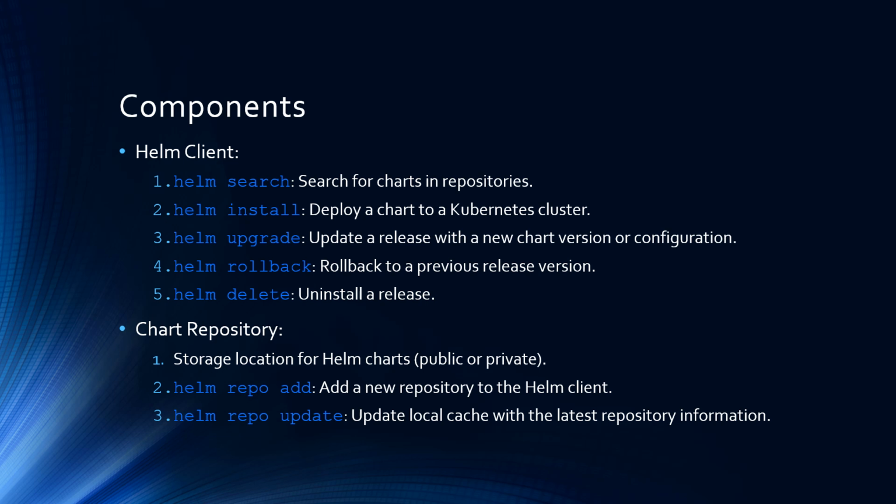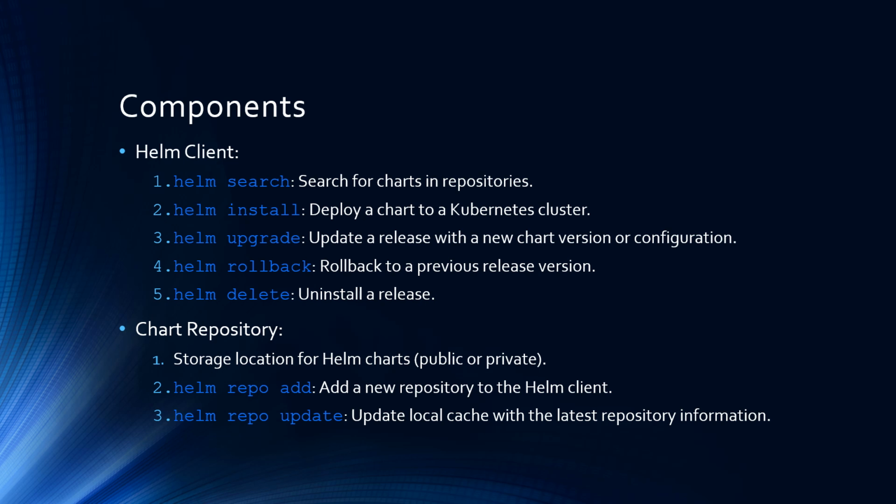Helm install is where the magic happens. This command takes a chart and creates a new release in your cluster. Behind the scenes, it processes all the templates, applies your custom values, and creates the necessary Kubernetes resources. You can also use flags like --values to specify custom configurations or --namespace to deploy to specific namespaces.